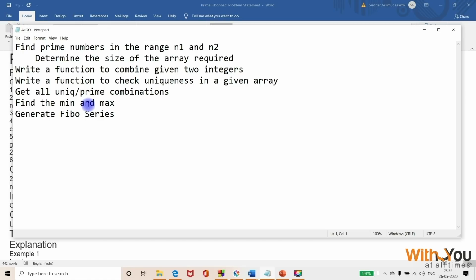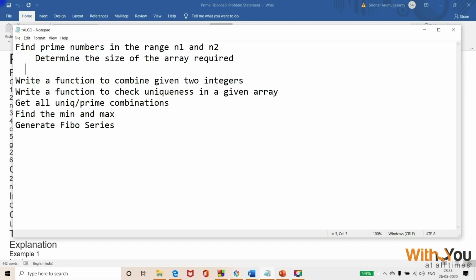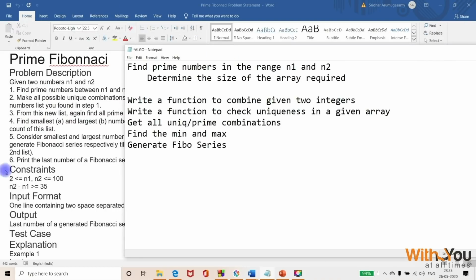Find the prime numbers in the range N1 and N2. Determine the size of the array required. Why? Because we need to store all the prime numbers. What are the various factors that should be running in the mind? The number of prime numbers in the range 2 and 100, because I still can remember. Look at the constraints: N1 is greater than or equal to 2, N2 is less than or equal to 100. So keeping this in mind, not more than 25 prime numbers.